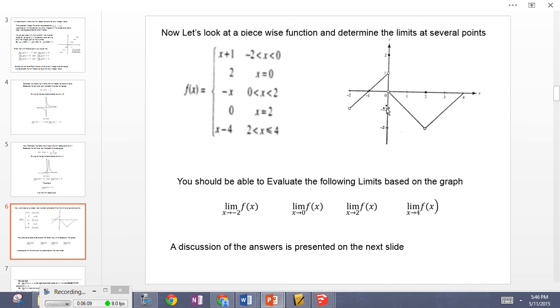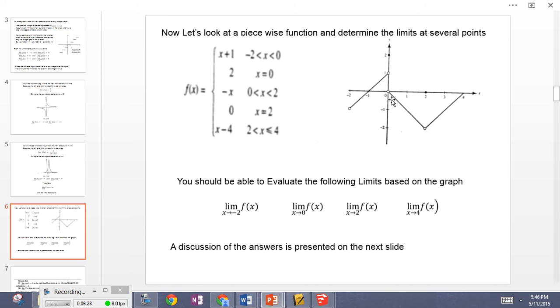Here the limit as x approaches 0: from the left side, we go to 1. From the right side, we go to 0. The limit does not exist. Here, the limit as x approaches 2: from the left side, we're going to -2. From the right side, we're going to -2. Even though the function at 2 is actually 0, that doesn't matter.